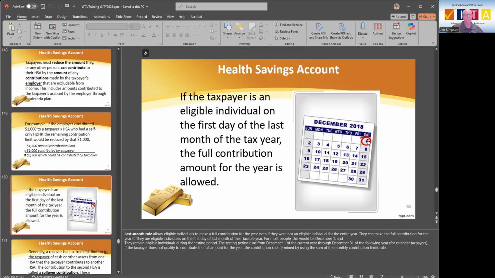Oh, and as long as you open up this account, I think it's by the first day of the last month, December 1st, then you can contribute the whole maximum for the whole year. It doesn't get prorated among the year.